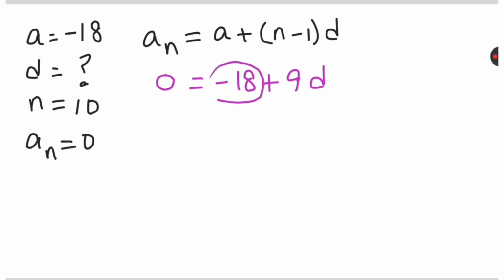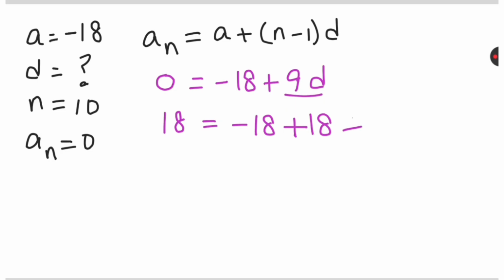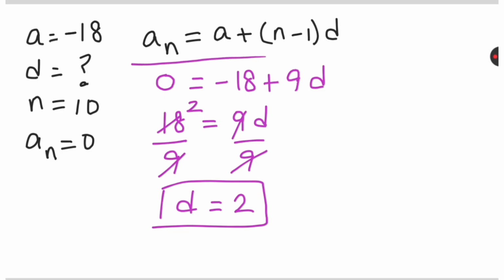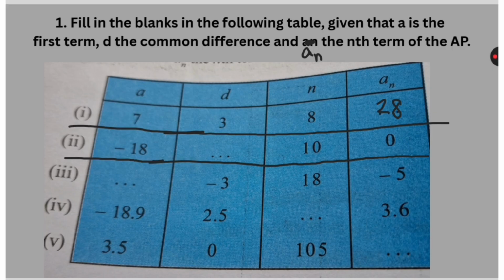Here we have a minus 18. So that's why on both sides we have to add plus 18. So 0 plus 18 gives only 18, that is equal to minus 18 plus 18, plus 9D. Here minus 18 plus 18 gets 0, so we are left with only 9D on the right hand side. If you divide both sides by 9, then we are going to get D, the common difference, is 2. So like that, using this simple formula, we can find out very easily. So for the second question, the common difference is 2.